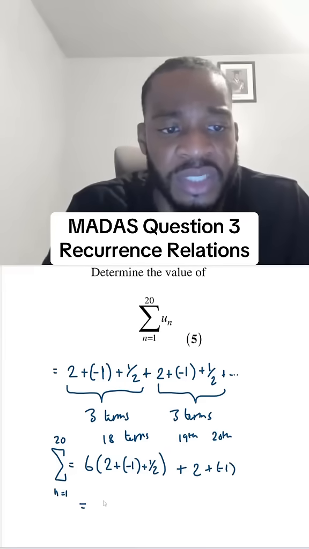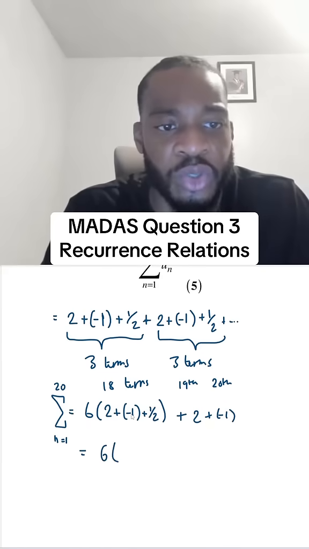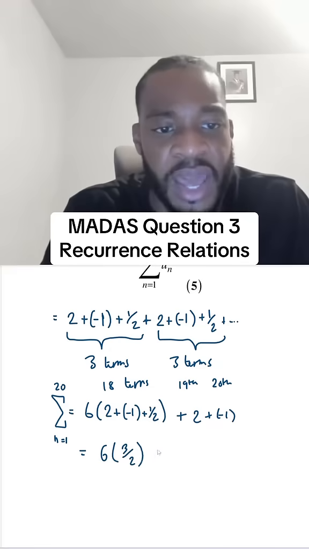And then now all we need to do is just calculate this. What is that equal to? We've got 6 inside. 2 take away 1 is 1. Add a half, that's 3 over 2, like that. And then 2 take away 1 is 1. What's that? 18 over 2 is 9. 9 plus 1 is equal to 10.